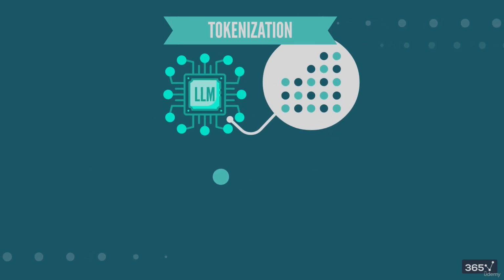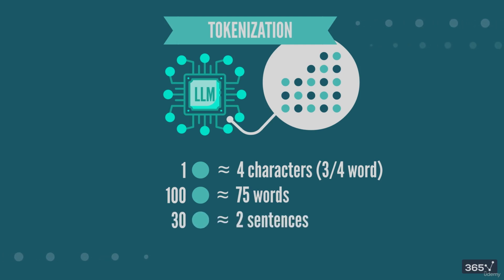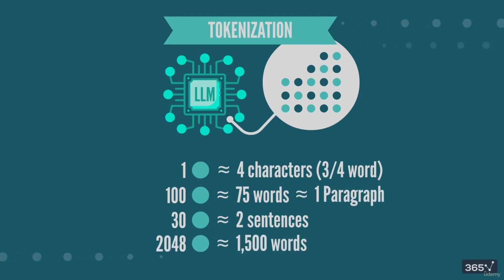Each token is approximately equal to 4 characters in English, or about 3/4 of a word. To clarify, 100 tokens are roughly equivalent to 75 words. For larger text segments, 1 to 2 sentences equal about 30 tokens. A paragraph contains roughly 100 tokens, and 1,500 words equal approximately 2,048 tokens.